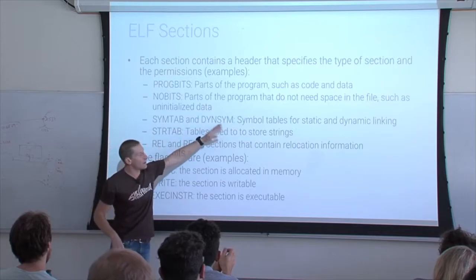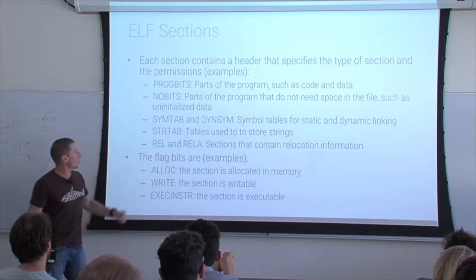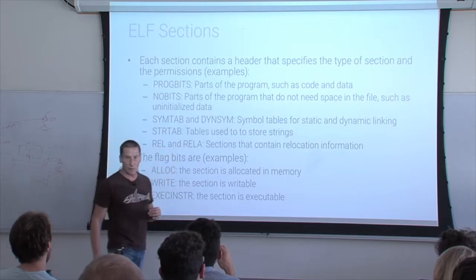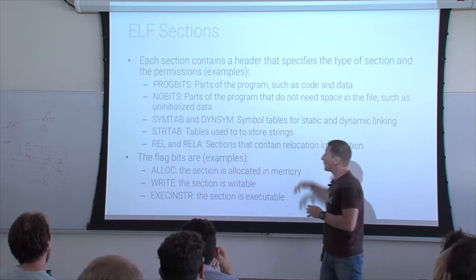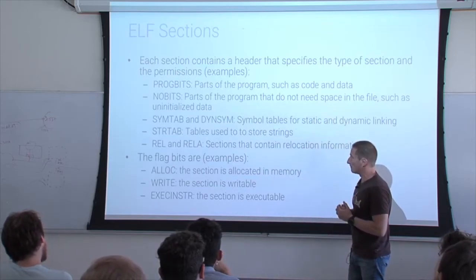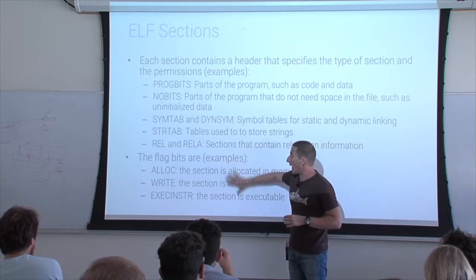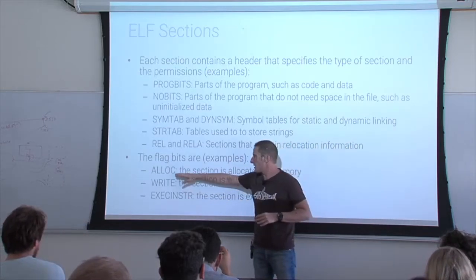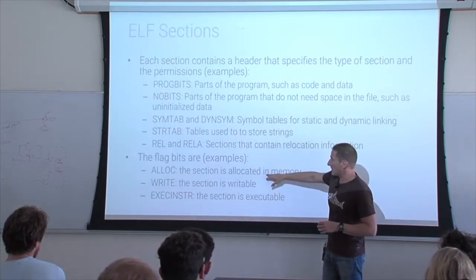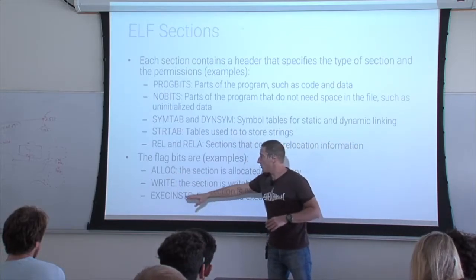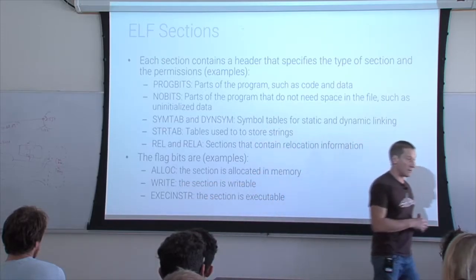Symtab and DINSym, symbol tables. You have string tables. You have relocation information. All this stuff can be a different type of section. And also you have flags for each section. For example, you can have the section actually located in memory. You can have something that is writable, something that is executable, and so forth.